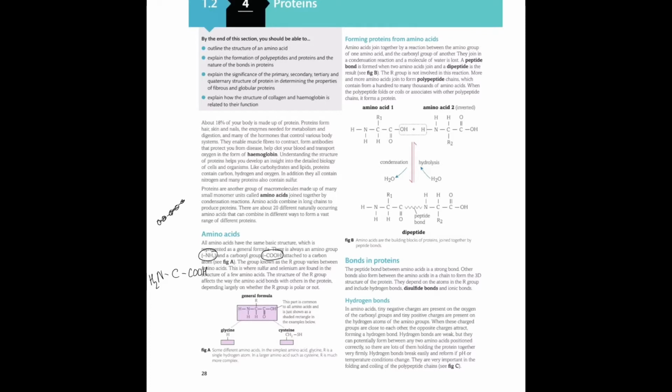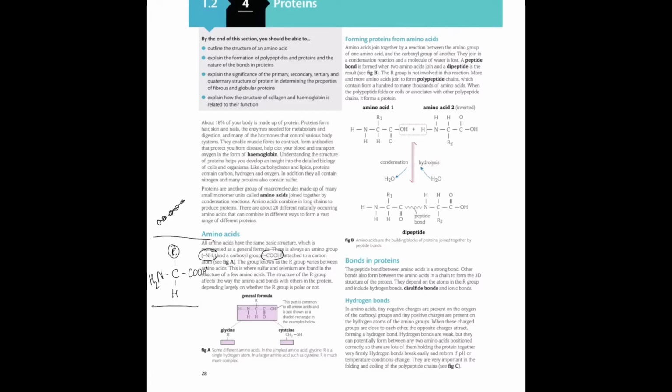The group known as the R group varies between amino acids. So this is what we're talking about. This is an R group. And it's always in hydrogen. So that's the structure of an amino acid. That's the formula. They might ask you to draw that in the exam. This is where sulfur and selenium are found in the structure of a few amino acids.